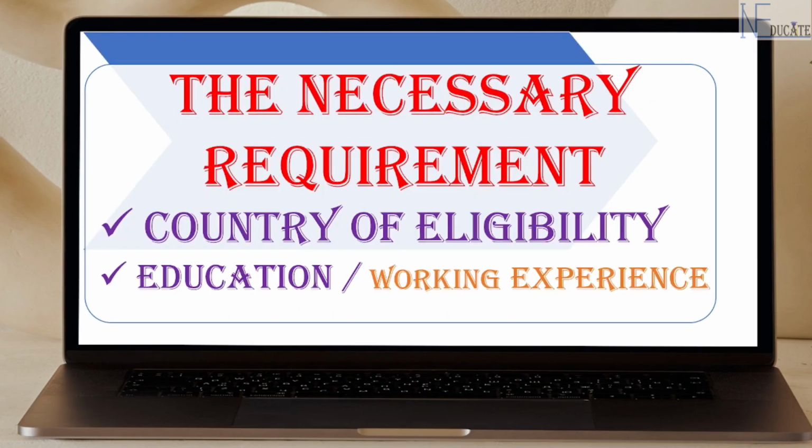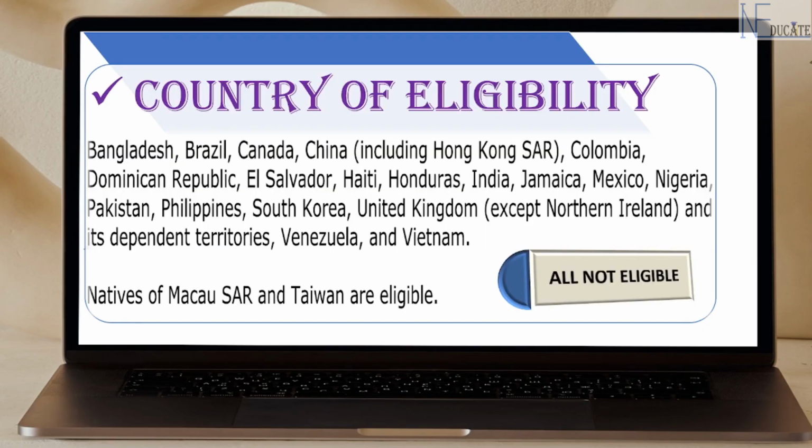And then the requirement is that we first look at the country of eligibility, where you stay and are applying from, and then the educational level or the working experience. If you are in Ghana and applying, if you were born in Ghana, you are a citizen of Ghana, you qualify. But if you are not in Ghana and you are within any of these countries, just take time and look through it. We have Brazil, Canada, China, United Kingdom, Nigeria. If you are within these countries, you do not qualify.